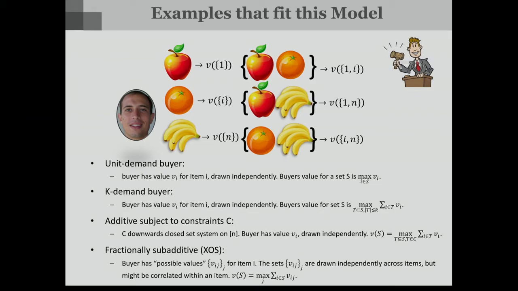And maybe the more interesting one is you can have fractionally subadditive or XOS valuations, where you can have possible values for each item that are drawn independently but may be correlated within an item. And now your value for a set is picking the index j that maximizes your sum of values if I choose index j across all of the possible values.